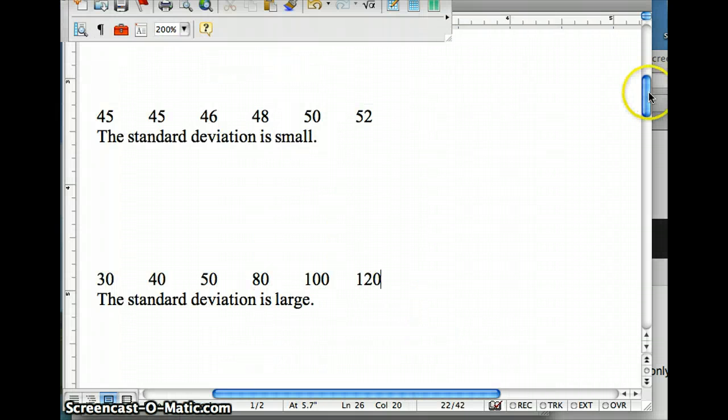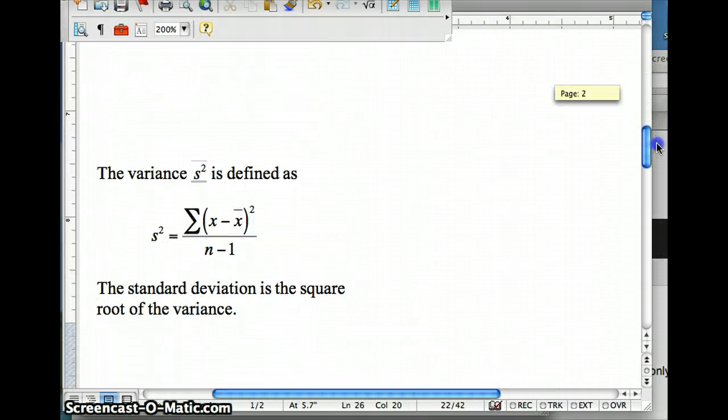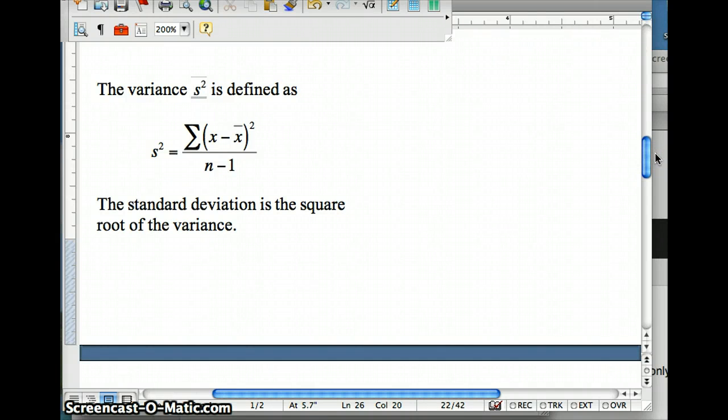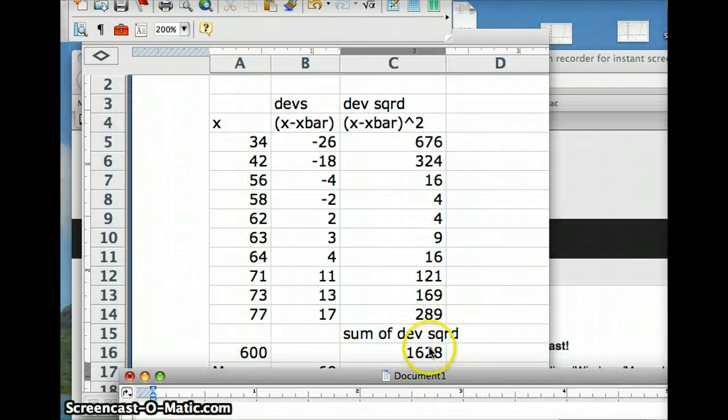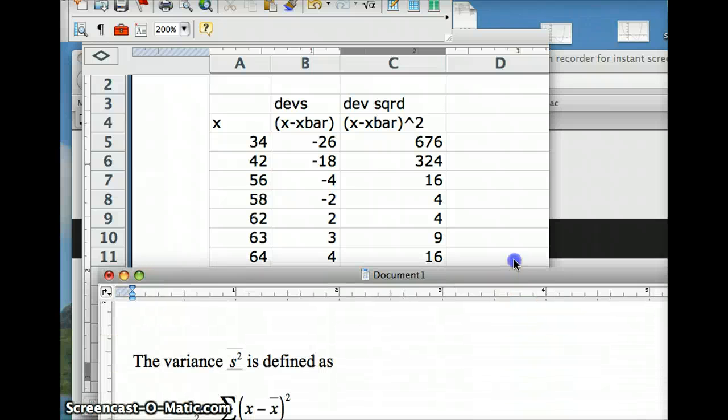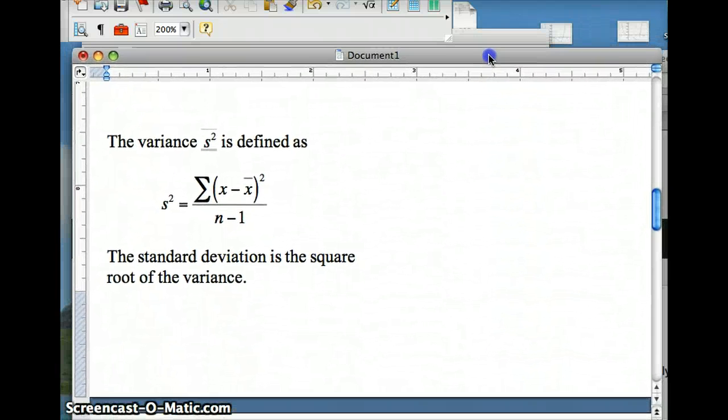So let's look at our formula. We define this in terms of the variance. The variance is S squared. The variance is the standard deviation squared. And notice what we get. We get the sum of x minus x bar squared divided by n minus 1. That is the sum of the deviation squared divided by n minus 1. We saw earlier that the sum of the deviation squared is 1628. So we will plug that into the formula and see what we get.